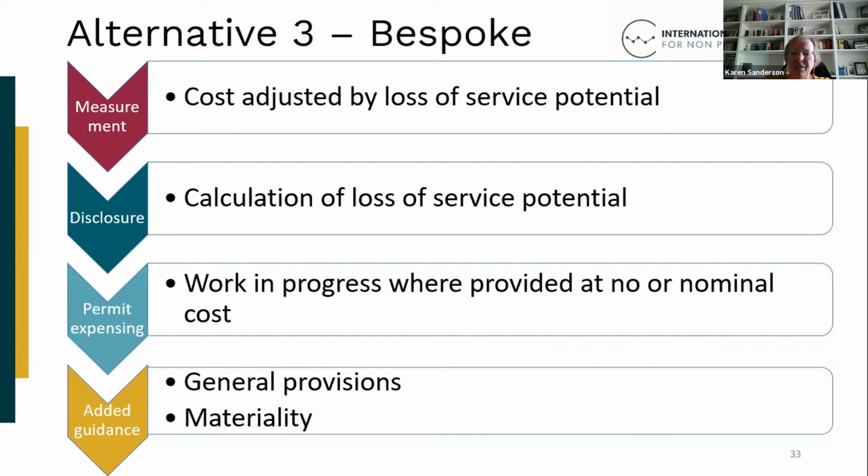So this alternative would require the disclosure of the calculation of the loss of service potential, including where this reduces it to 0, and the significance of this inventory in meeting organisational objectives. As with alternative 2, work in progress at no or nominal cost could be expensed as incurred. And as with both alternative 1 and 2, additional guidance would be provided.